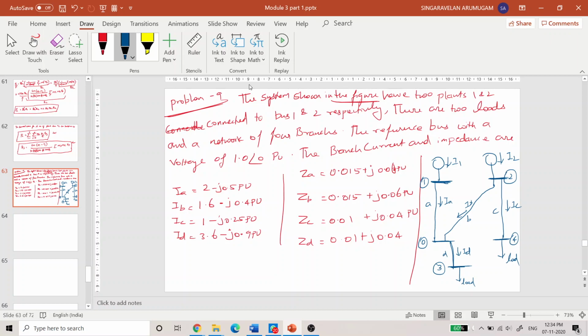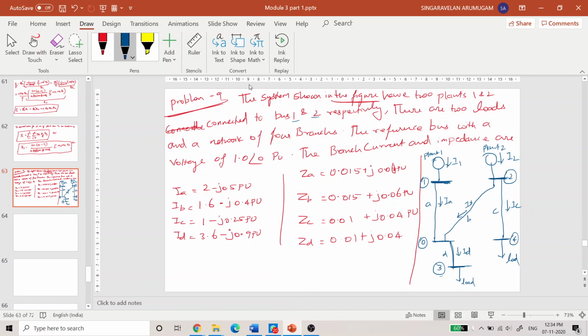So let us understand the question. The system shown in the figure has two plants. Maybe this is plant 1, and this is plant 2, connected to bus 1 and 2 respectively. So bus 1 has plant 1, bus 2 has plant 2. There are two loads and a network of 4 branches, so there are totally 4 branches. In these 4 branches, 2 loads are connected at bus 3 and bus 4.